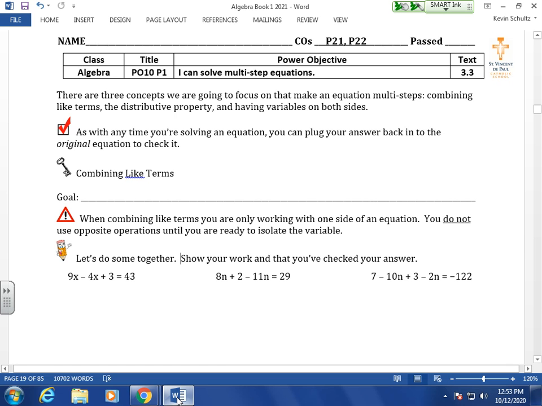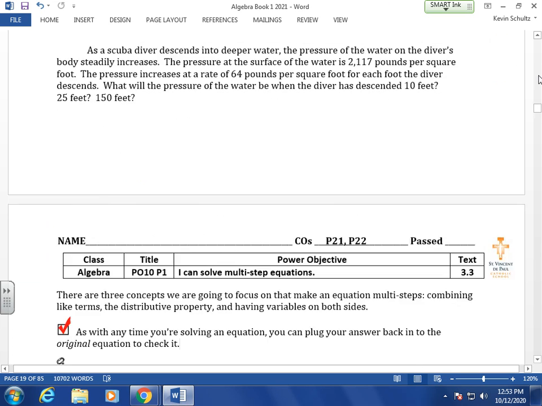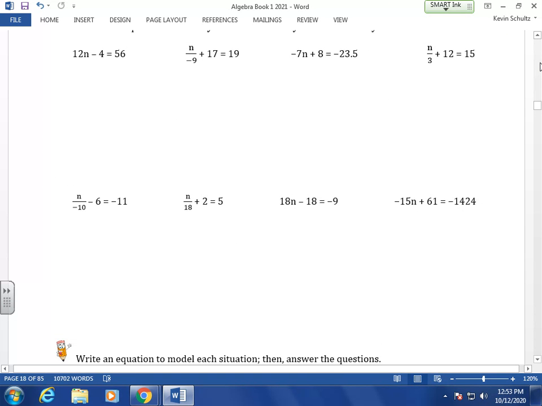Howdy and good day. We're in Algebra covering PO10 Part 1, multi-step equations. But before we get to that, we're going to go back and correct PO9 where we covered two-step equations, because as you'll see in PO10, two-step equations are very much your friend when it comes to equation solving.